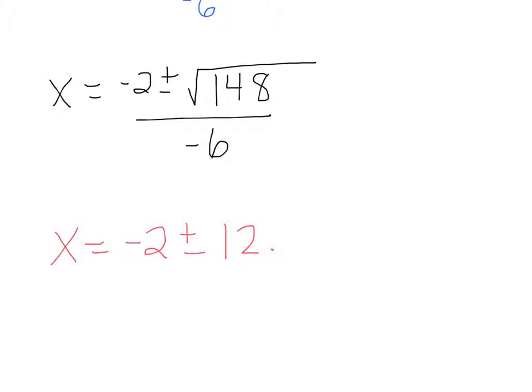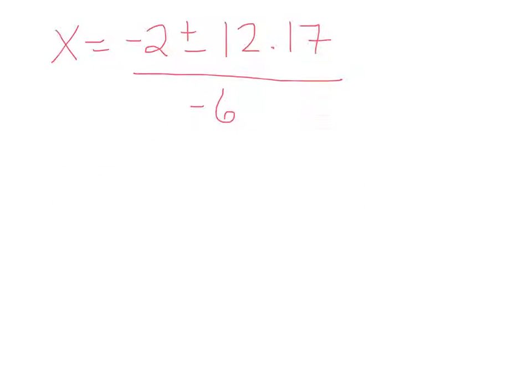12.165. You said 12.165, so let's say 12.17. All over. Notice I'm putting it all over. You see the divide sign? The divide sign isn't just under the 12.17, is it? Is it, Hayden? It goes on the whole problem. All over negative 6. So now the question is, what do I do to finish this problem up? Split it into 2 problems. Say it.